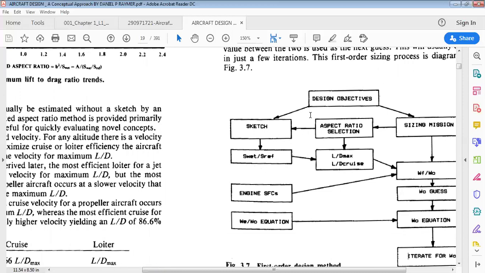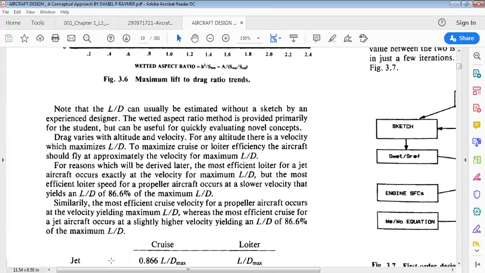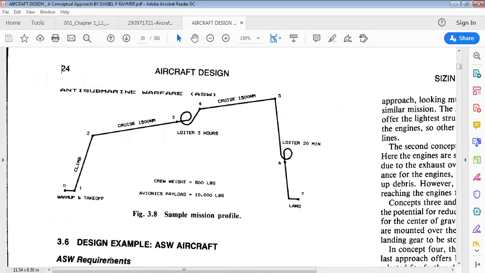I will call. What is this first order design method? It includes design objectives, sketch, sizing mission, SWET to the S reference, engine specific fuel consumption, WV by W naught equation, and WF by W naught. You can see that. According to that, fuel weight estimation as well as empty weight estimation will be done. Another important thing to remember: cruise for the jet is loiter for the propeller.